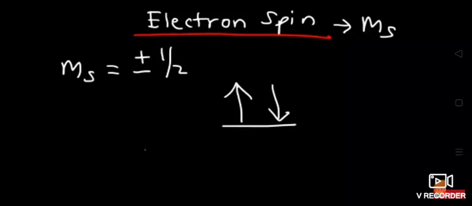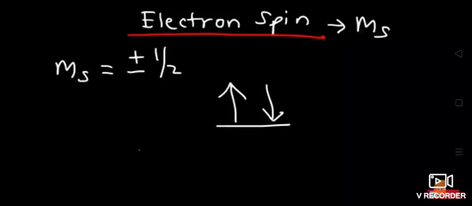They proposed that the electron cloud spins either clockwise or anti-clockwise. How will it rotate on its axis? Clockwise and anti-clockwise. Clockwise is noted by a plus value and anti-clockwise is noted by a minus value. That is known as the spin quantum number, ms. The letter denoting the spin quantum number is ms. So ms is always plus or minus half.